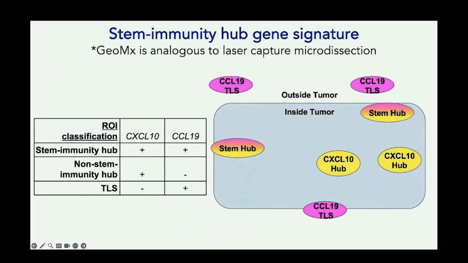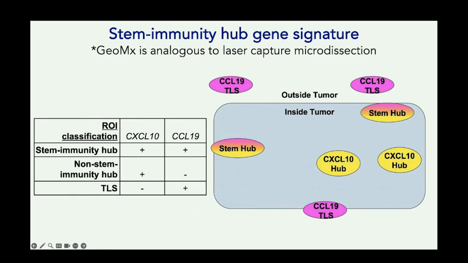So the way we ultimately defined these hubs is to say we have this activated CXCL10 hub, which is not a stem immunity hub. It contains only CXCL10. We found these stem hubs, and these immunity hubs are right in the center of the tumor where the tumor needs to be killed. The stem hub, which also contains CCL19, which brings in the TCF7 positive T cells. The stem hubs tend to be on the edge of the inside of the tumor.